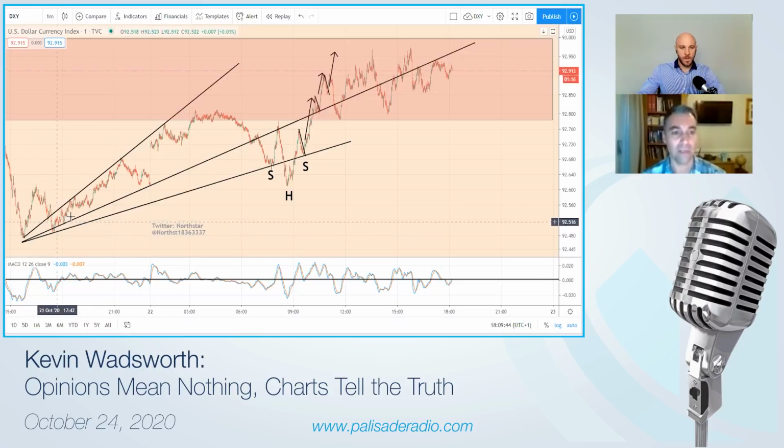And it wasn't clear initially whether this bounce was just going to be a dead cat bounce in an ongoing developing bear market in the dollar. But over the last 24 hours, or 12 to 18 hours really, the dollar has started to show some more bullish signs. So the smaller patterns that build out over time have slowly turned from bearish to bullish.